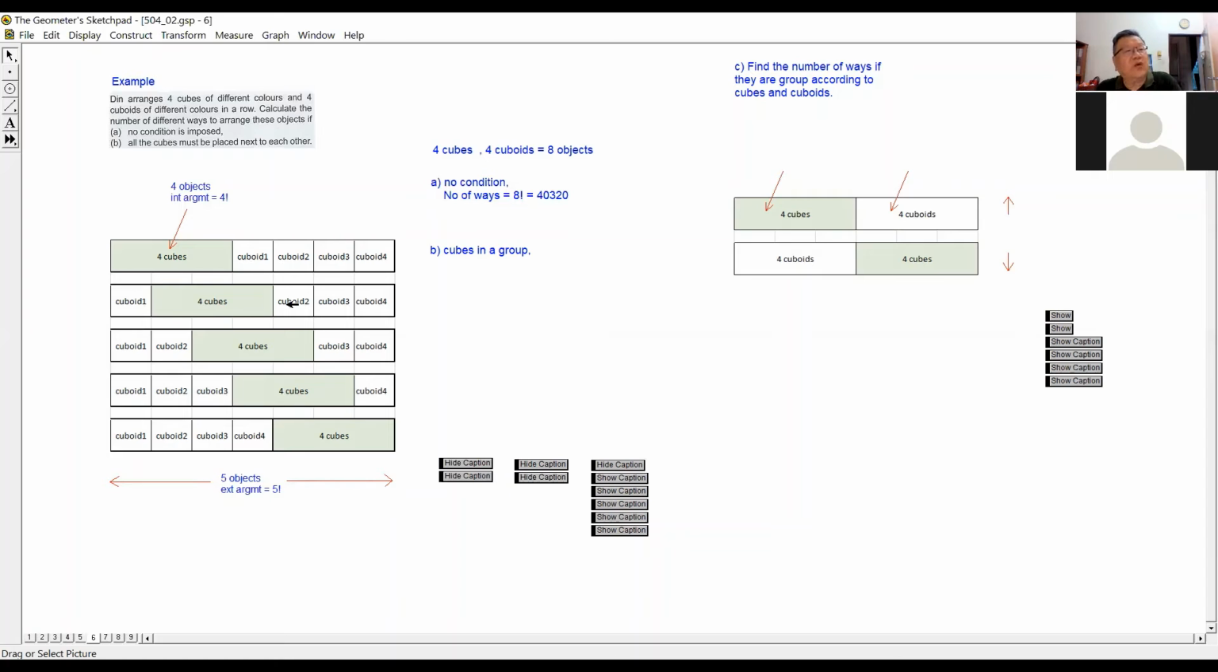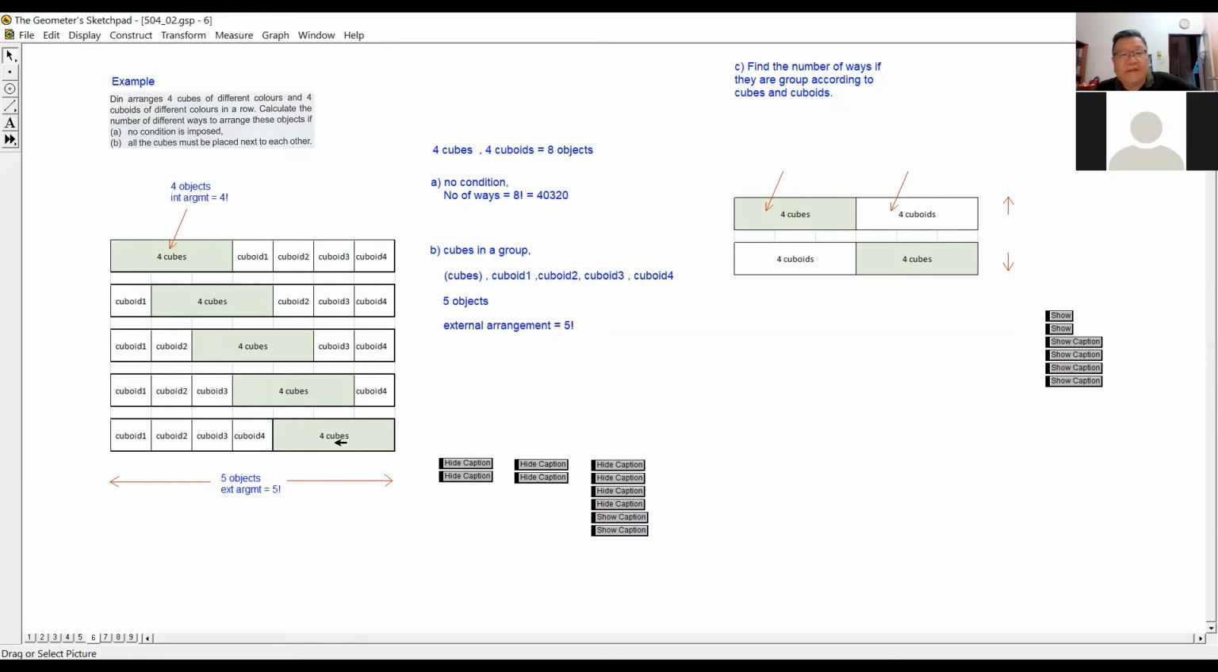Jia Yan just now told me already. She knows how many objects there are. 1, 2, 3, 4, 5. Altogether 5 objects. One group and 4 separate objects. So altogether 5 objects. So how many external arrangements? 5 objects. External arrangement will be 5 factorial, right?